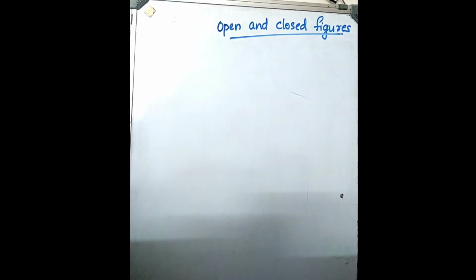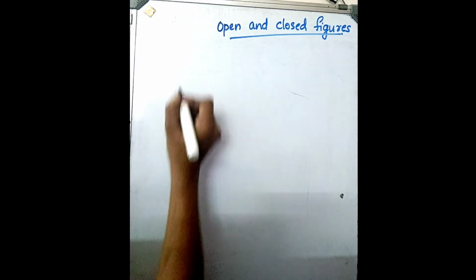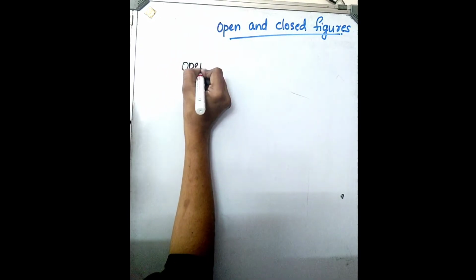Hi children, in yesterday's class we studied different types of angles: acute angle, right angle, obtuse angle, straight angle, and we learned to name the angles also. Today we will study types of figures, open figure and closed figure, like this. All of you listen here. Open and closed figure. First one is open figure.